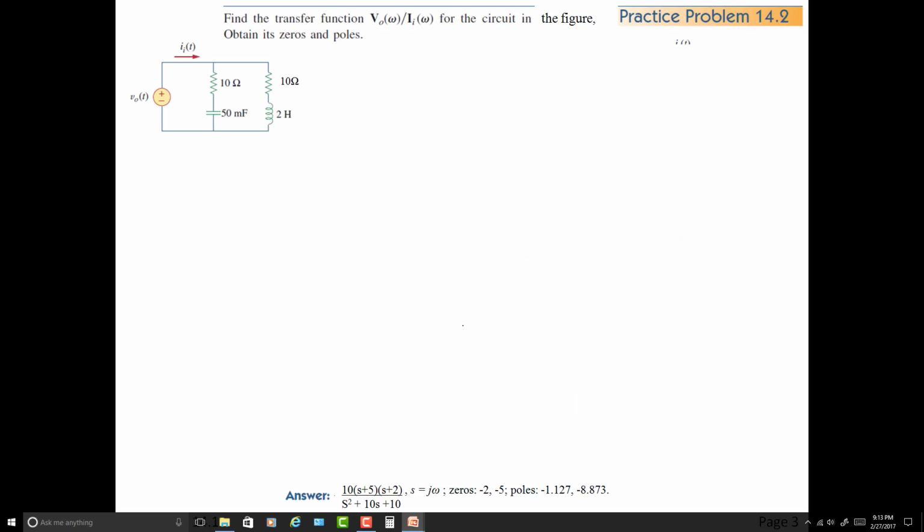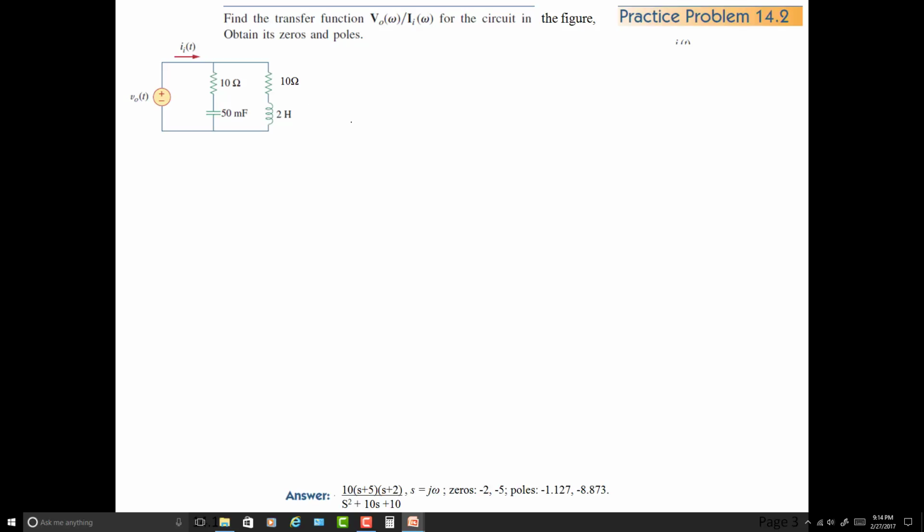All right, let's try one more problem before we leave this section. Here's the same idea. Now, we could attack this in a lot of different ways. This is a current divider, like the last one was a voltage divider. And we can go after this in a number of different ways.